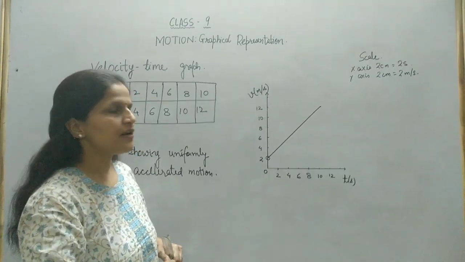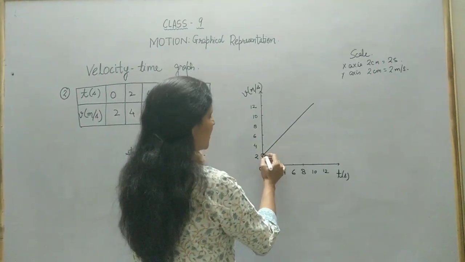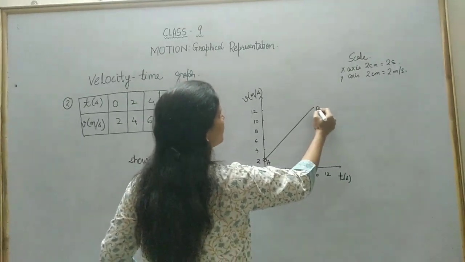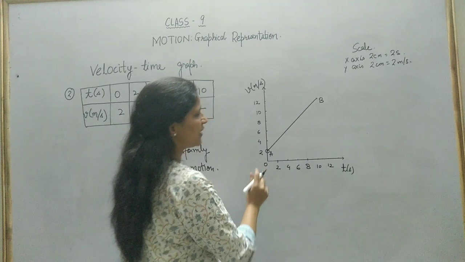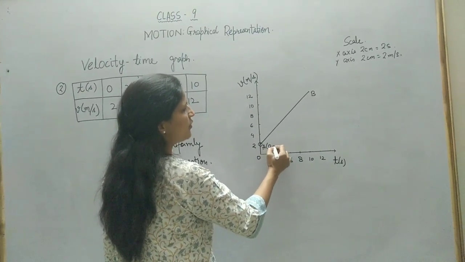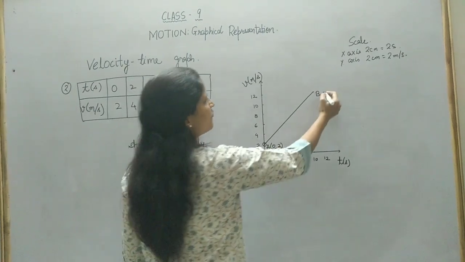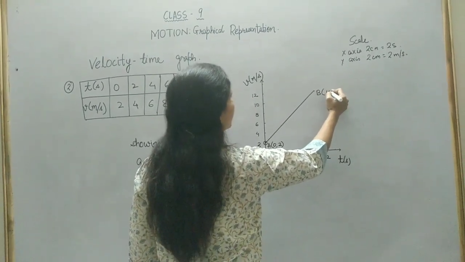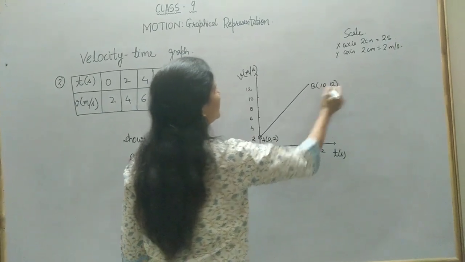Now how to find out the acceleration from here? We can choose any 2 points. Suppose I take this point and this point. Any 2 points can be taken on the graph. I write down the coordinates. For point A, X is 0, Y is 2. For point B, the X coordinate is 10 and the Y coordinate is 12.